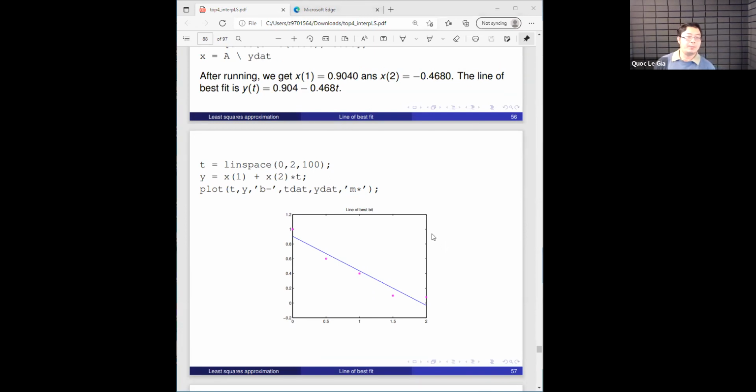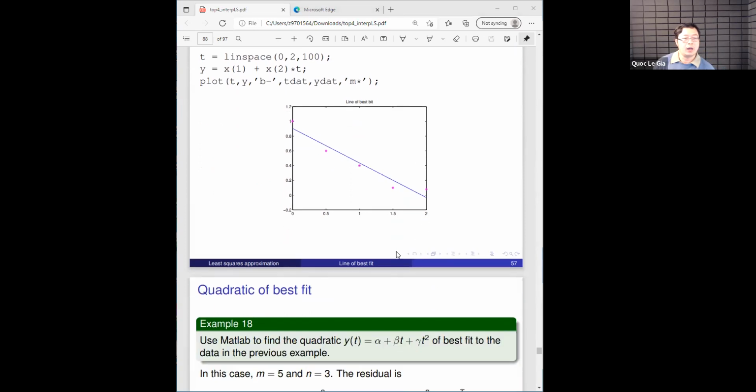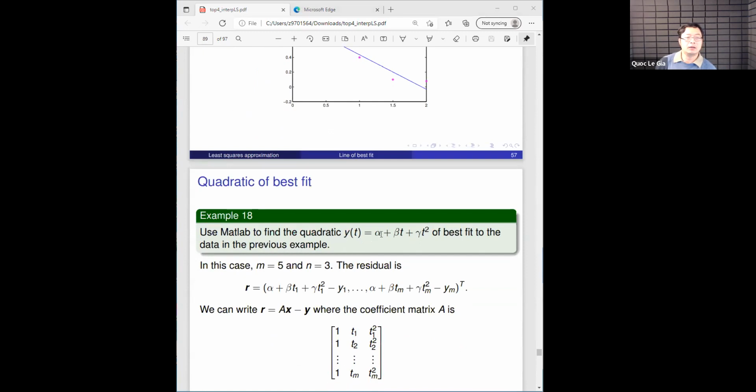Okay, so now what happens if I don't use a line, but I use a quadratic? Then we have a quadratic of best fit. You carry out the same process. The quadratic is defined to be alpha plus beta t plus gamma t squared, where alpha, beta, and gamma are unknown. So we try to find the quadratic that best fits the data in the previous example.